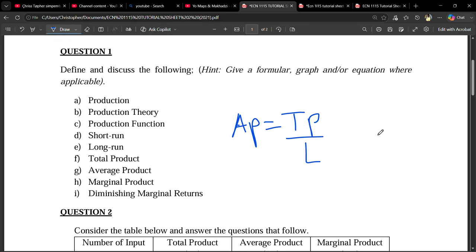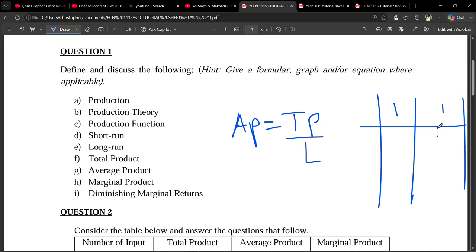So like I was saying, we had that table, right? We had total product here and labor there. So we are going to find that one labor is producing 10, two labor is producing 20. So per labor, what are we producing? That is what we are calling average product. So we can just divide total product by labor, and that is our average product.